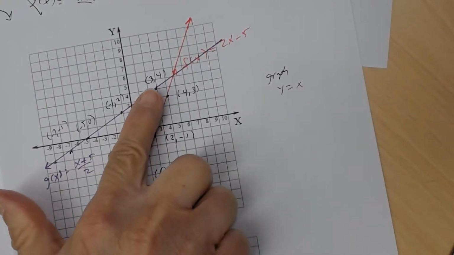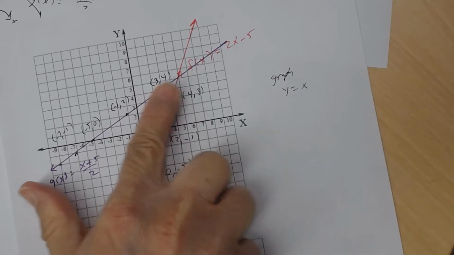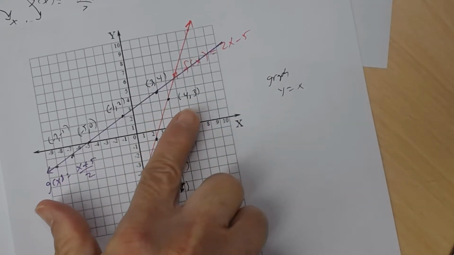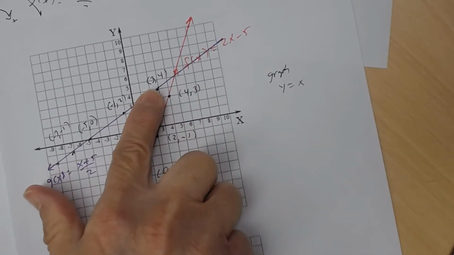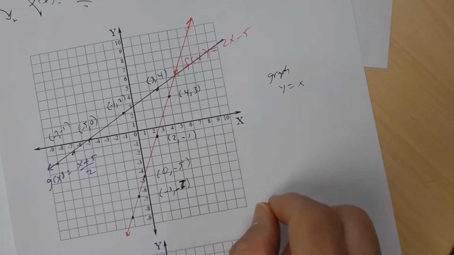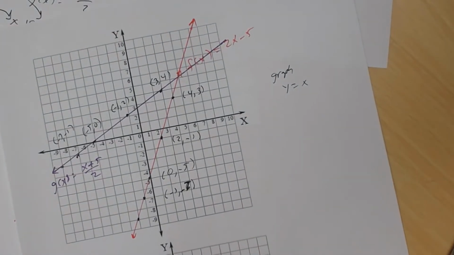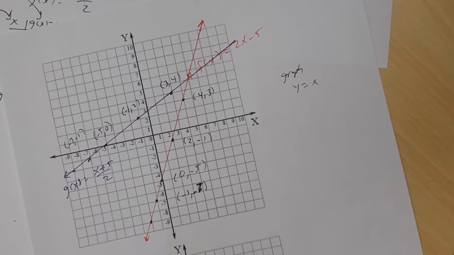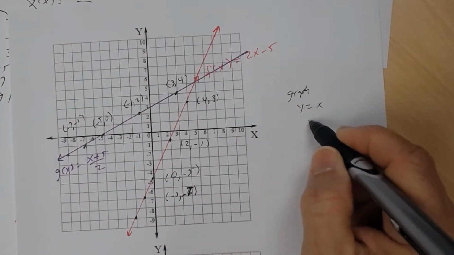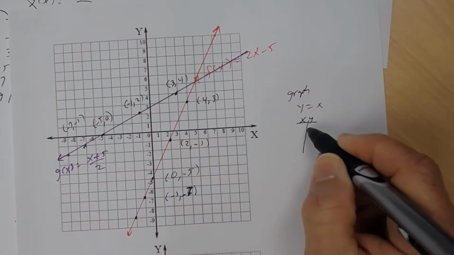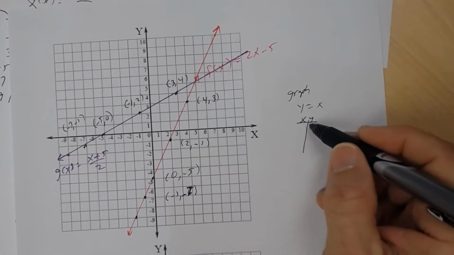Since we just said this x value became the y value, so x equals y, and this y value became the x value, y equals x. Okay, so I'm going to go ahead and graph that one. So if I graph this line right here, what that means is this. I'm just going to pick about 2 points to graph this line.